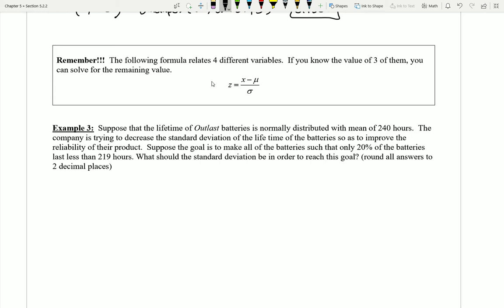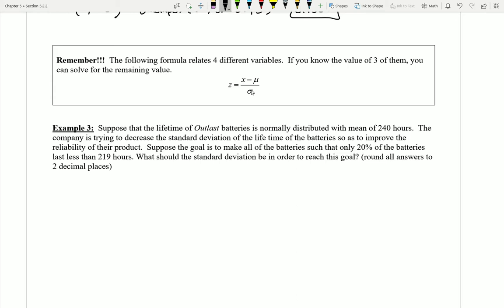So take a look at what I have in the box, because my box here isn't just reminding me what the z-score formula is. It's highlighting something a bit different. The following formula, that is the z-score formula, relates together 4 different variables. So very interestingly, if I think about this algebraically, if I know the value of any 3 of these, if I could replace 3 of these different symbols with numbers, I could then solve for the remaining value, because I'd have one equation with one mystery unknown, and I could solve for it.